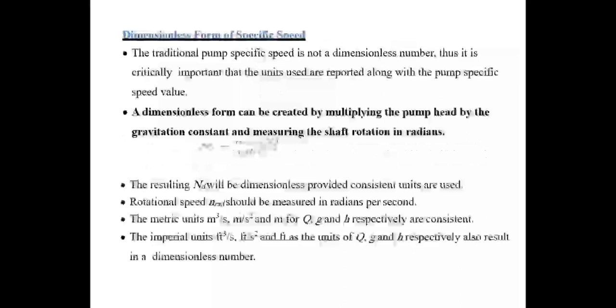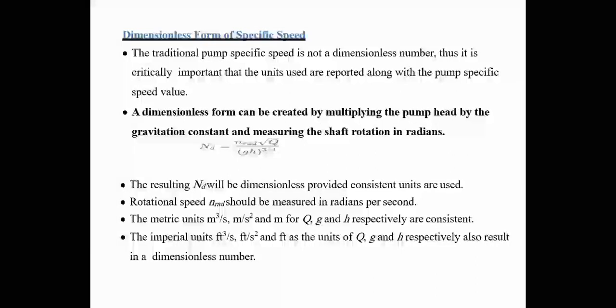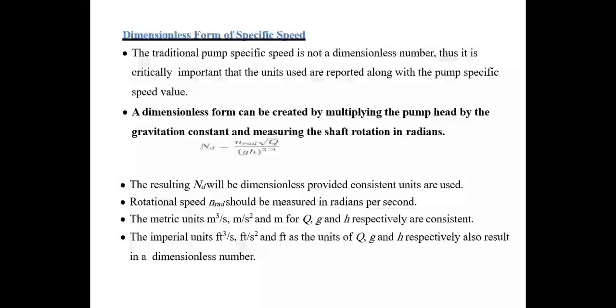So usually this specific speed is explained as a dimensionless quantity. For making it dimensionless, we have to multiply it with g, and we have to express N in radians.